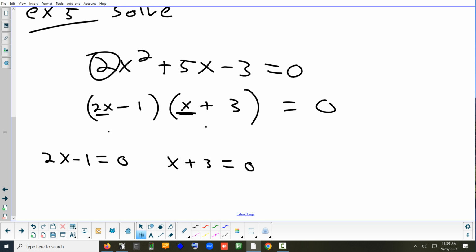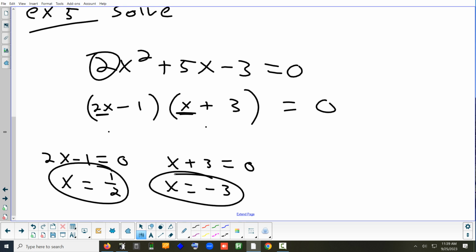And then we're going to get x equals 1/2. And the other answer? Negative 3. So pretty straightforward, pretty quick, because it factors. Now, if it doesn't factor, what could we do? We could use the quadratic formula.